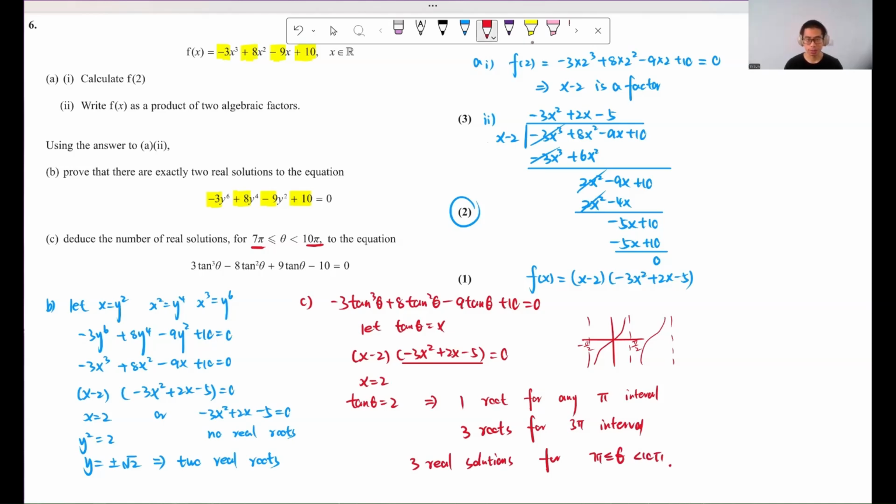But in the exam, this is just for me to explain to you how it works. In the exam, as long as you can spot the pattern and say it's 3 real roots, then it's fine. This is for explanation only. You don't need to write all that to get 1 mark.